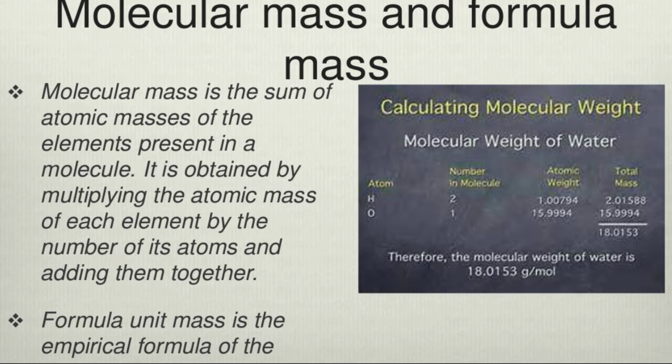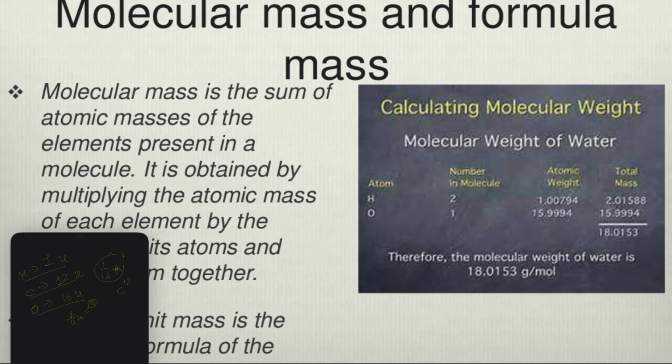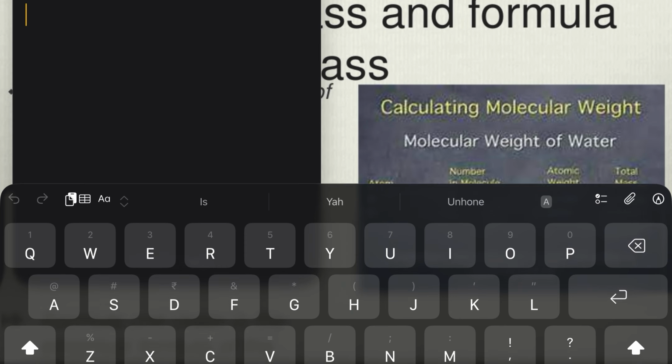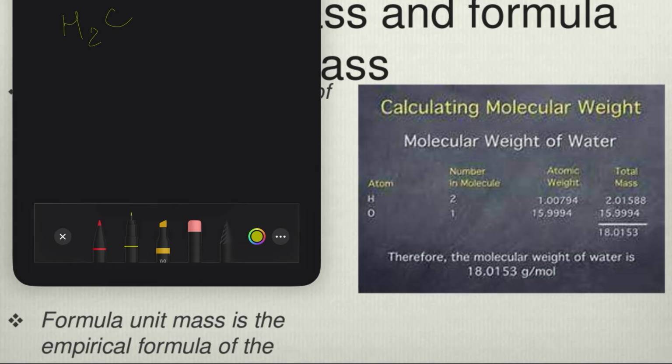Water: atomic mass of hydrogen is 1 and atomic mass of oxygen is 16. Molecular mass of H2O: the number of hydrogen atoms is 2, and atomic mass of hydrogen is 1, so 2, add oxygen, which has 16. So our molecular mass of water is 18 u.